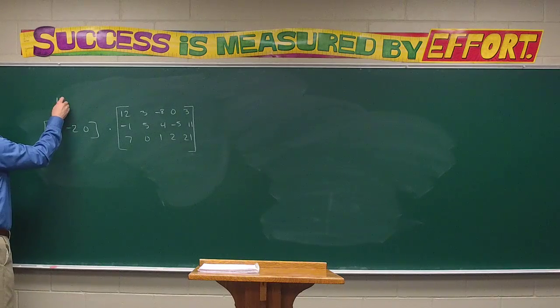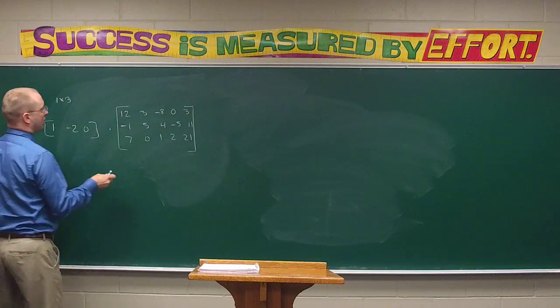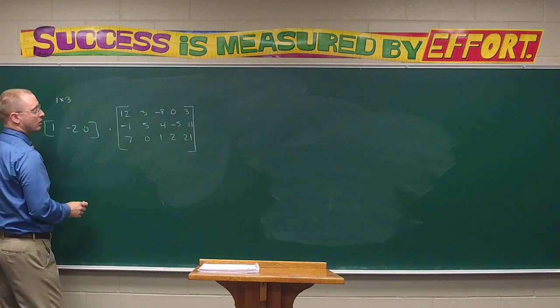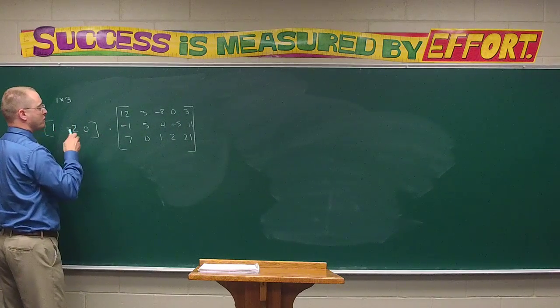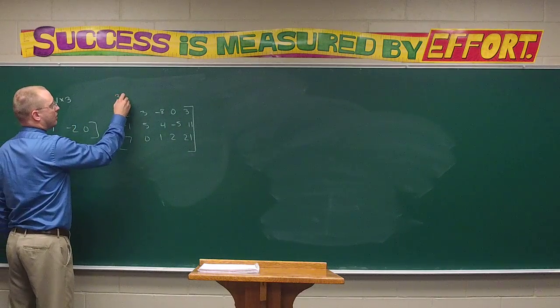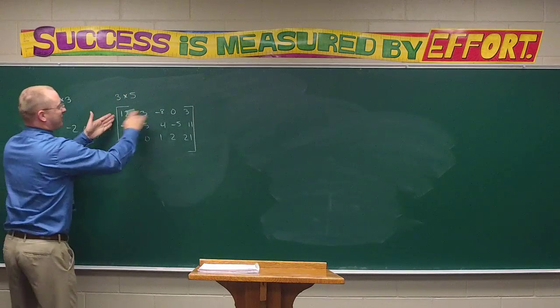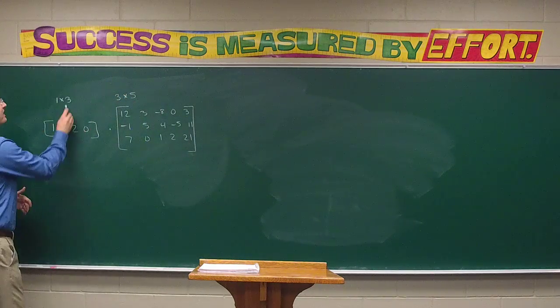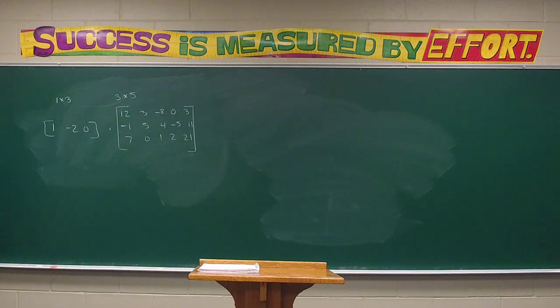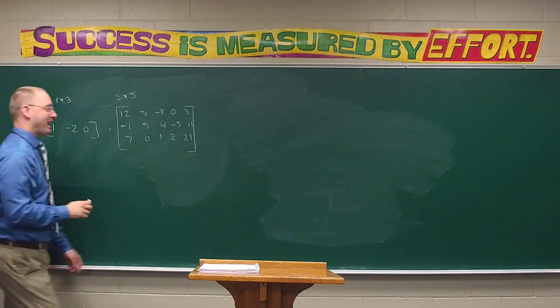1 by 3. Yeah. And then a 3 by 5. Rows then columns. So 1 row, 3 columns, 3 rows, 5 columns, which is good because that means we can multiply. But our answer is going to be a 1 by 5 for our answer.